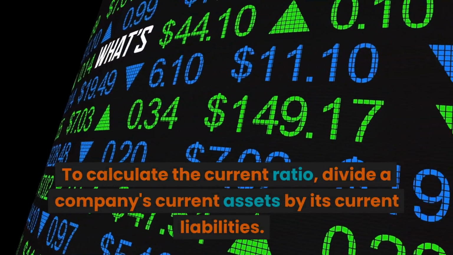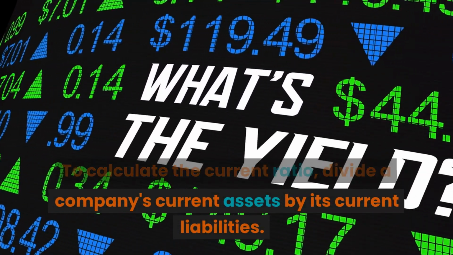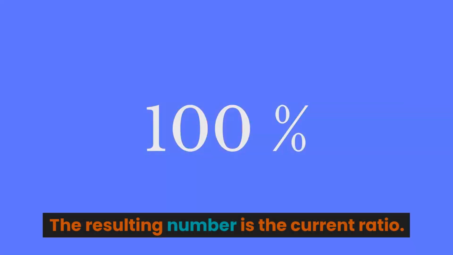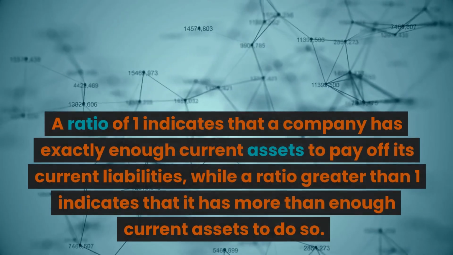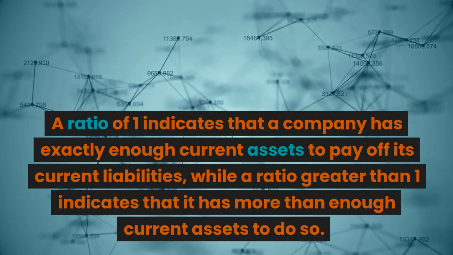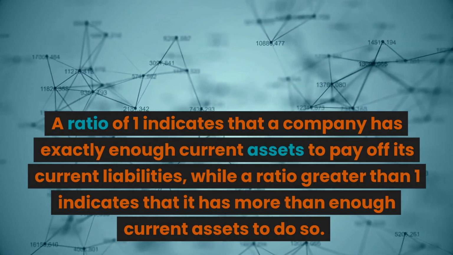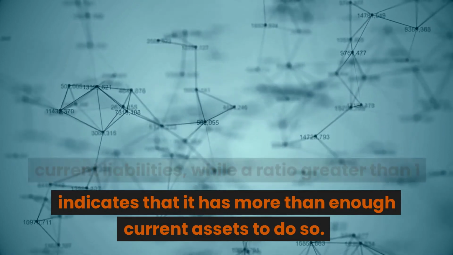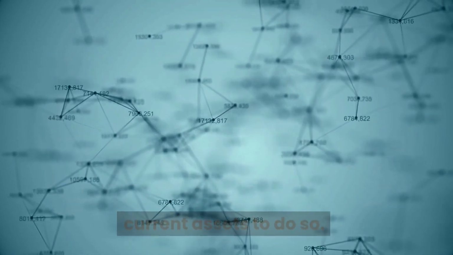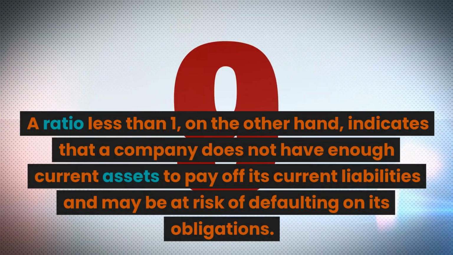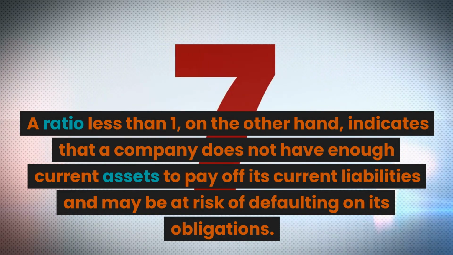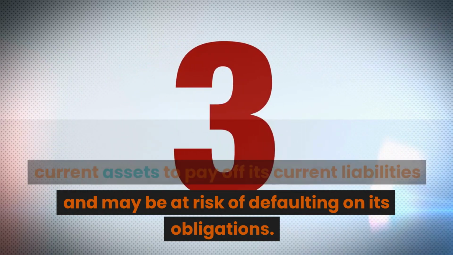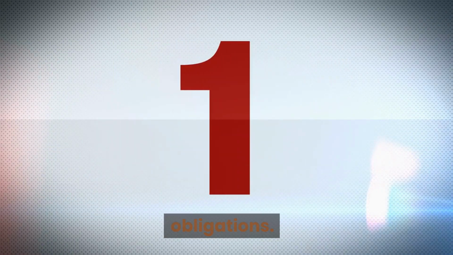To calculate the current ratio, divide a company's current assets by its current liabilities. The resulting number is the current ratio. A ratio of 1 indicates that a company has exactly enough current assets to pay off its current liabilities, while a ratio greater than 1 indicates that it has more than enough current assets to do so. A ratio less than 1, on the other hand, indicates that a company does not have enough current assets to pay off its current liabilities and may be at risk of defaulting on its obligations.